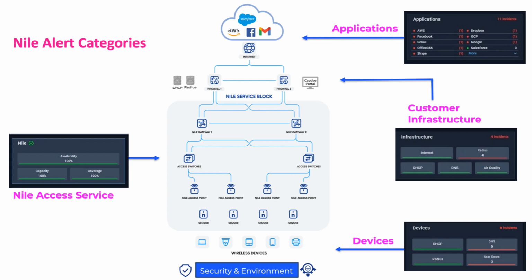Now, let's dive into the different types of alerts Nile delivers and how they're organized to support rapid, effective network management. First up, Nile Access Service. These alerts focus on service availability, capacity, and coverage. For example, the system will warn you if a device suddenly becomes unavailable or if there's a coverage gap in your Wi-Fi environment, so you're never surprised by dropped connections or overloaded access points.